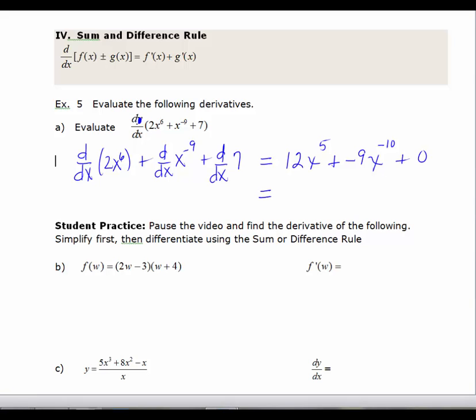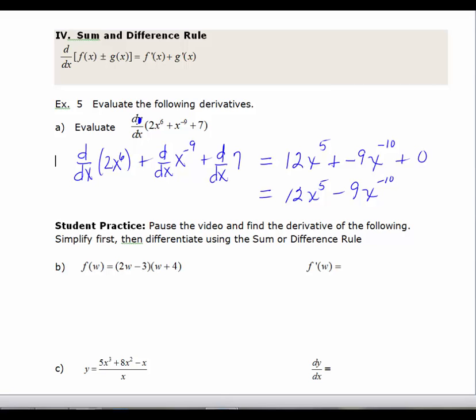If I want to simplify my answer here, I would have 12x to the 5th minus 9x to the negative 10th. Again, we talked about the fact that if they ask you to leave your answer with positive exponents, you would rewrite that. Since the original had a negative exponent in it, I'm going to stop right there and leave it like that.